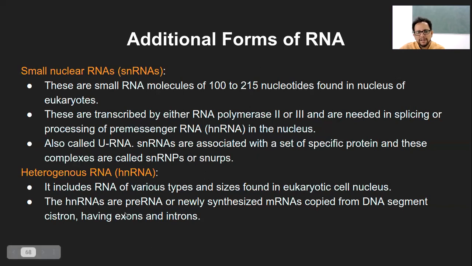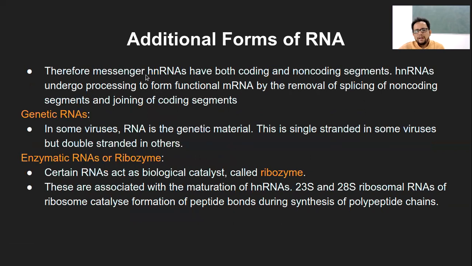They are copied from the DNA segment of a particular cistron, and they have introns and exons. Based on the removal of the introns, or splicing, that is when the snRNAs come into the picture, they will form a properly functional mRNA molecule. So that is heterogeneous RNA, or hnRNA. Therefore hnRNA has coding and non-coding segments, and then it gets spliced and forms the functional mRNA by removing the non-coding part. So that is what is being explained here.